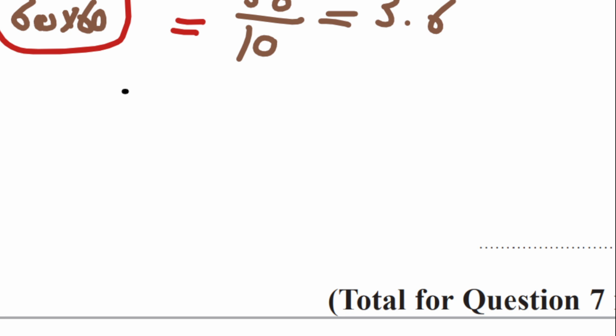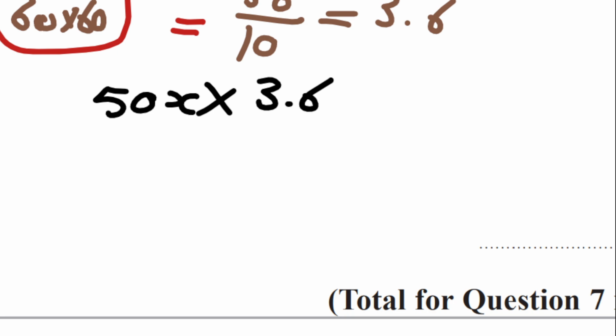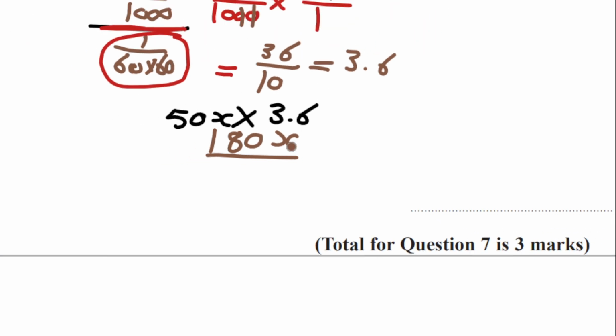So it's going to be 50x times 3.6. 50 times 3.6 is 180, so it's going to be 180x. And that's your answer. That's your 3 marks for this question. Let's go to the next question.